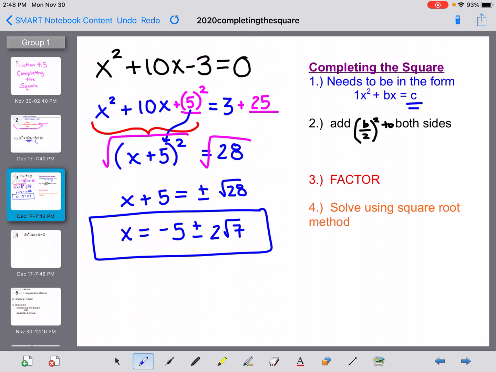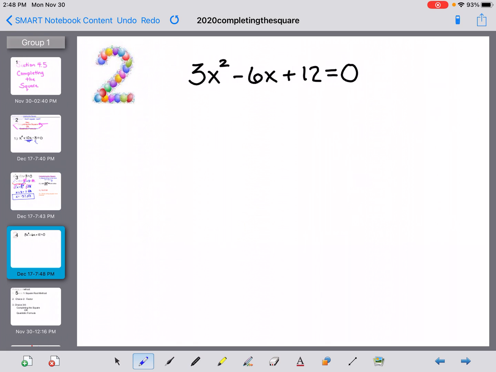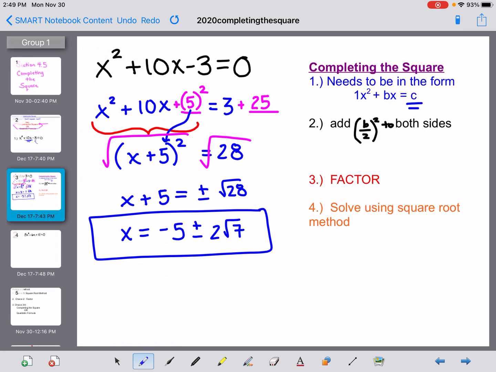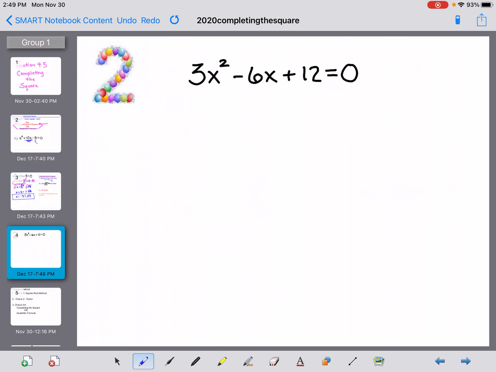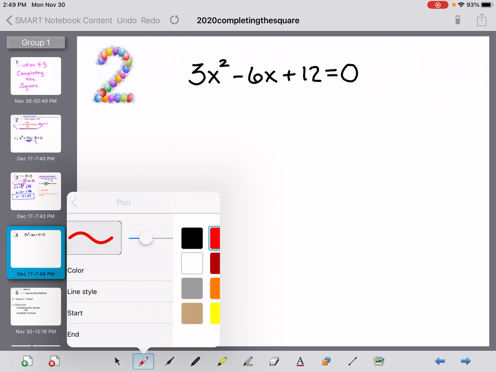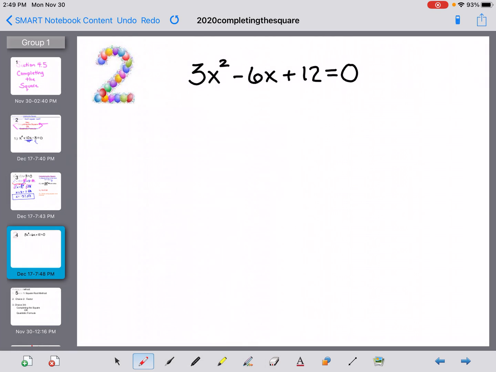All right, so example number 2, square root method. We're going to follow those same 4 steps, but this time the problem's different because it's a 3x squared. And remember, step 1 said it has to be 1x squared. So no matter what, on that step, if you have a number in front of x squared, no matter what, whether it divides evenly or not, you need to divide by whatever that number is.